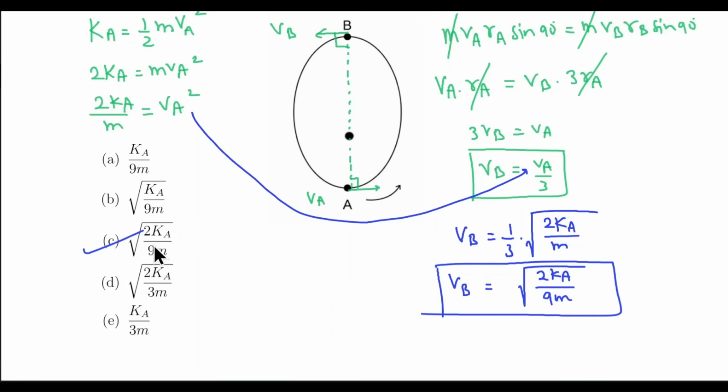I hope you understand. I mean, if you take this 9 out from square root, you have 3, right? So option C can be written as 2 Ka over m square root with 1 over 3 on the outside, which is right here, option C.